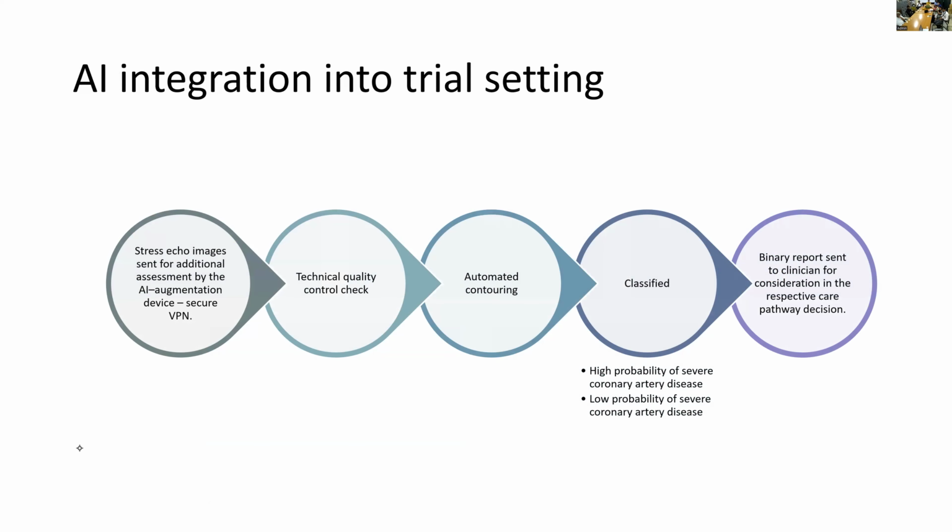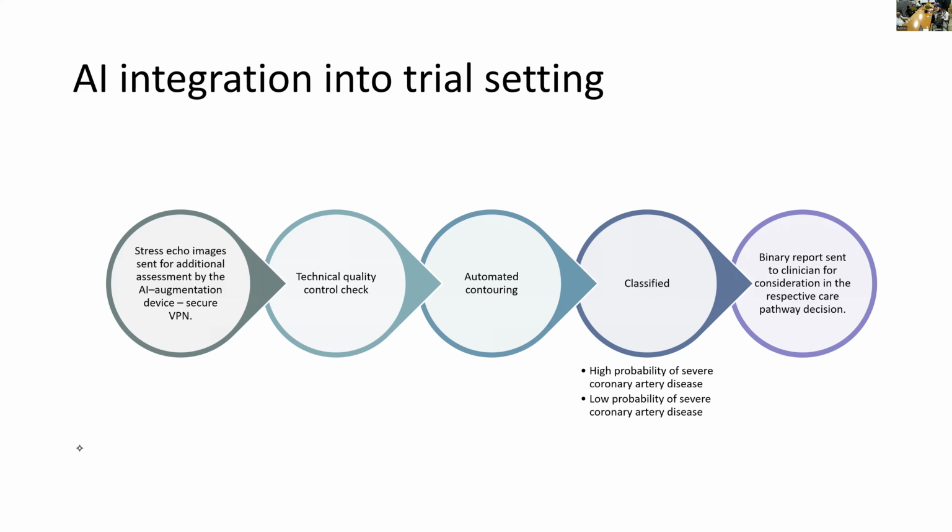So how was AI integrated into the trial setting? The stress echo images were sent for assessment via VPN. So the trial center had a connection to a VPN, and through this the images were sent to the AI. There was a quality control check there. They have not said whether the quality control is done by the AI or if there is any human involvement in that. I couldn't make that out from the protocol either.